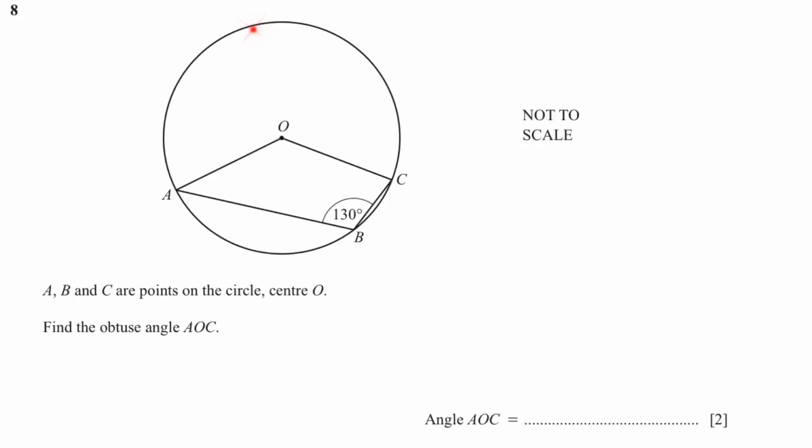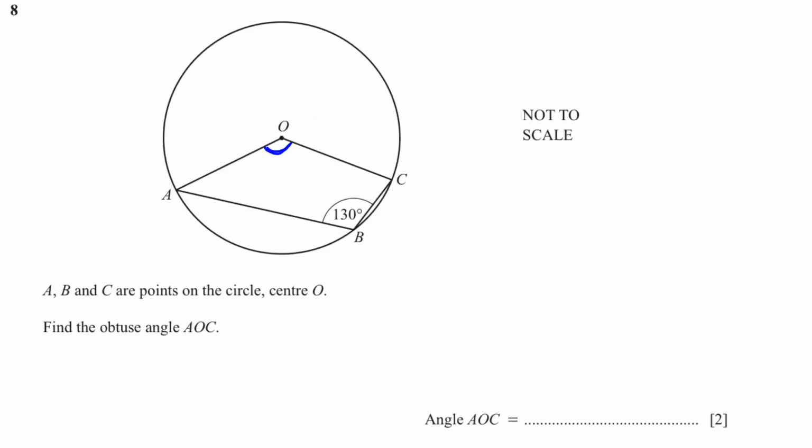Question number 8 has a circle, so it's related to circle theorem. And A, B, and C are points on the circle center O. Find the obtuse angle AOC. This is your obtuse angle we have to find.